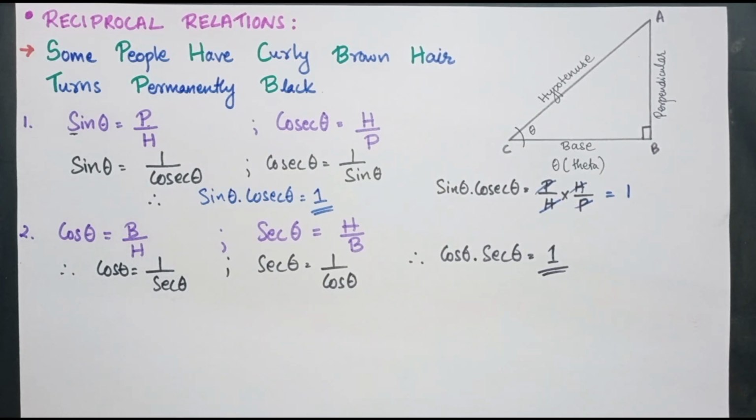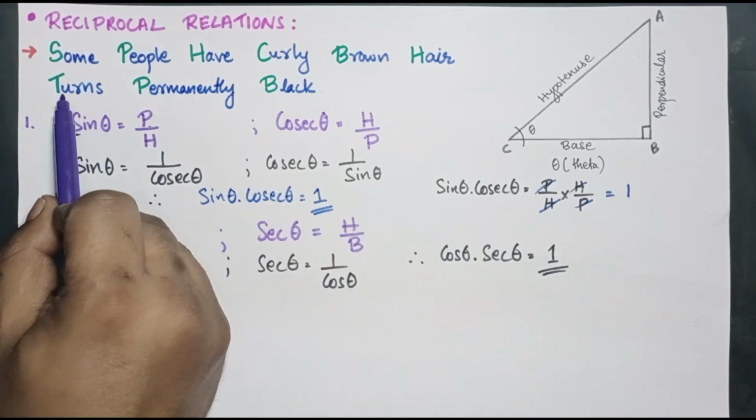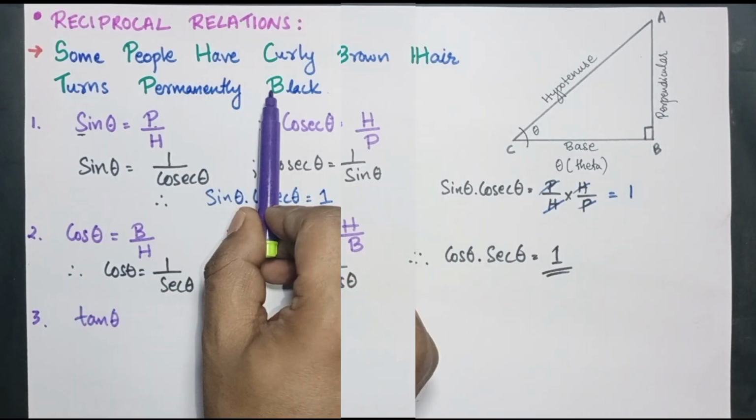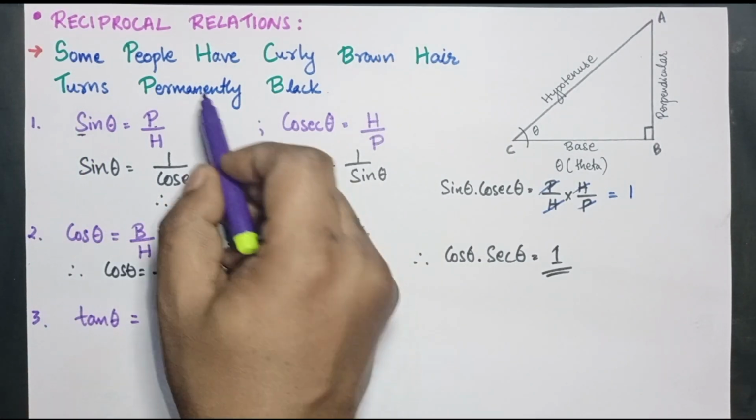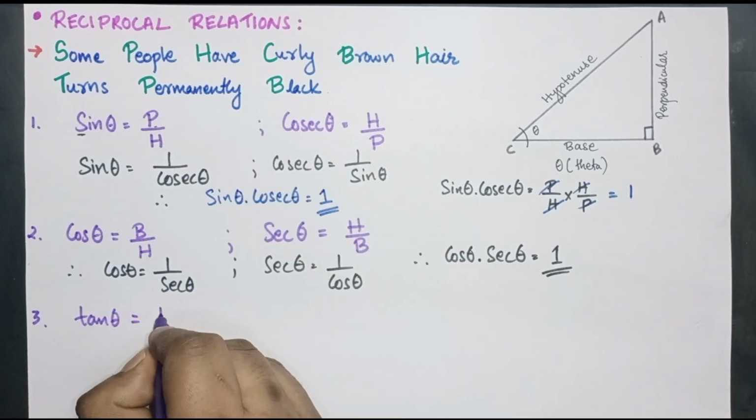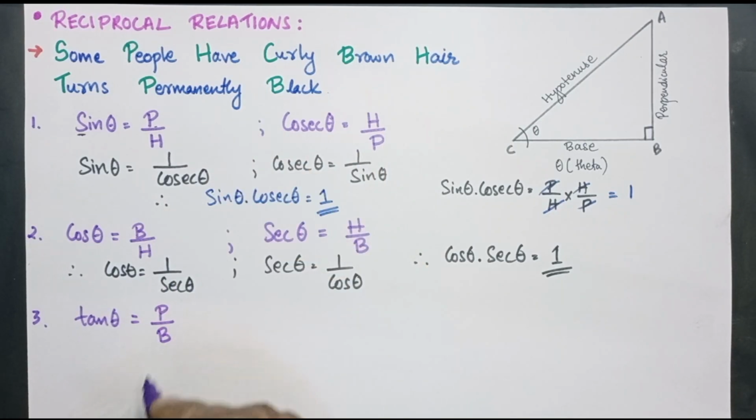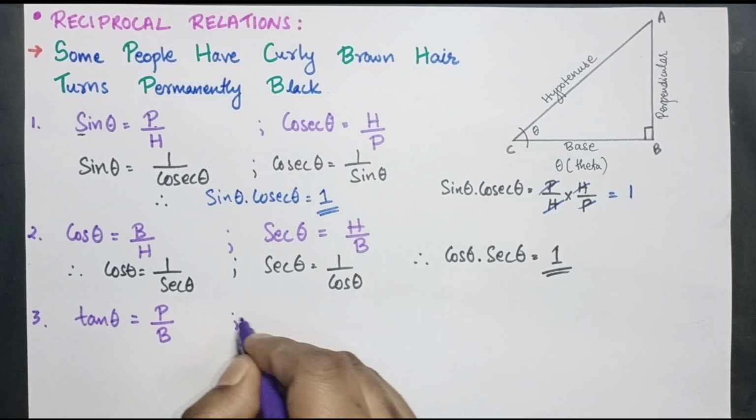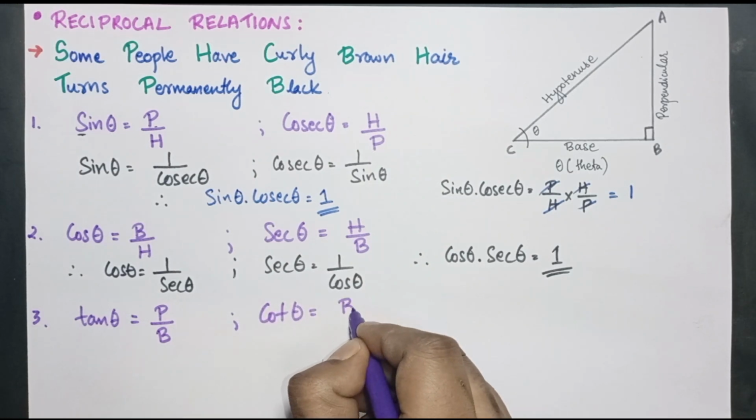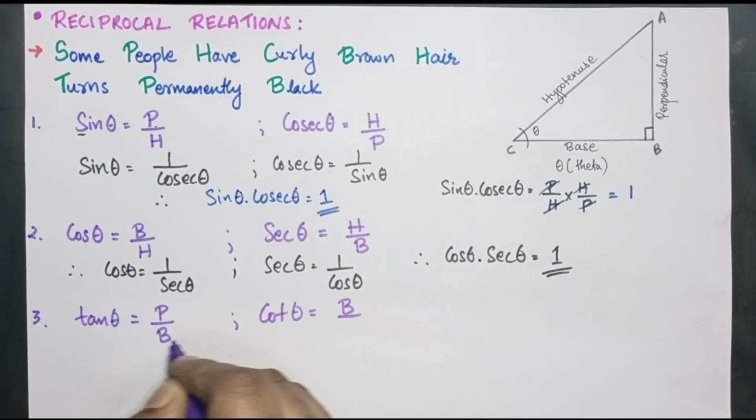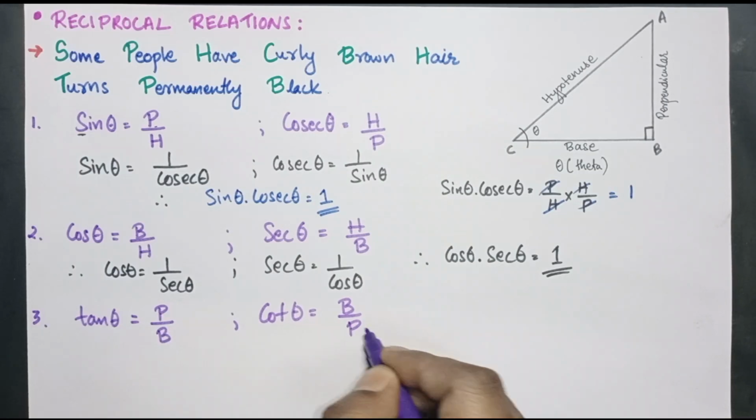Okay. Now we have third relation. Third relation is, obviously, what you have? Turns permanently black. Permanently black means T stands for tan theta. So tan theta permanently black. So that means it will be P upon B. Okay. So tan reciprocal will be, obviously you know, cot theta. So what can I write this? Reciprocal means opposite of this. So P by B opposite will be B by P.